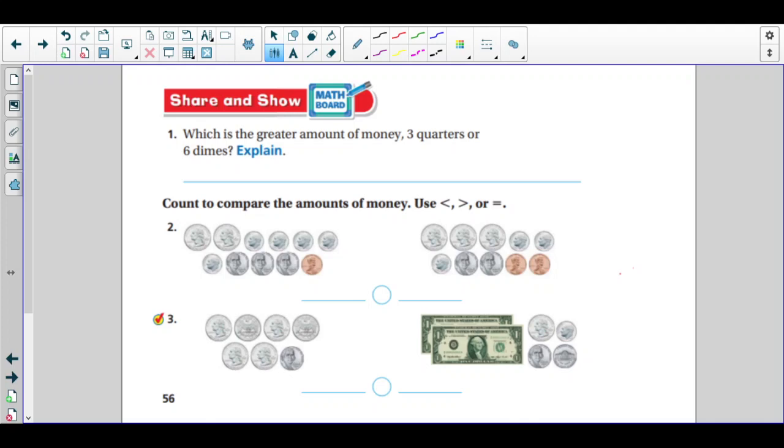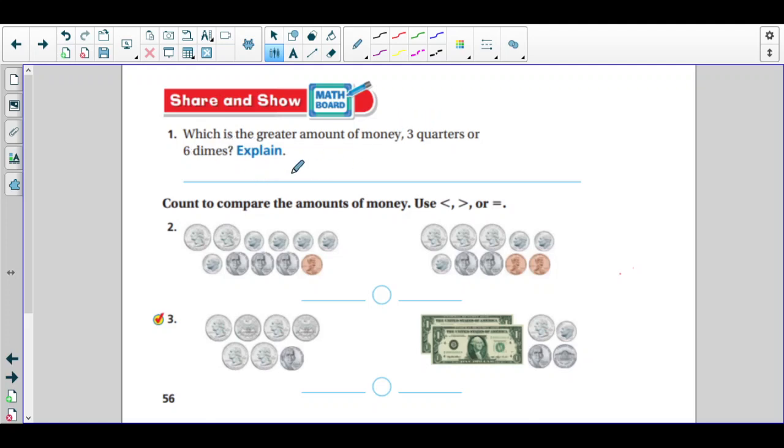Okay, here for number one. I love trick questions right off the bat here, and this one's trying to trick you. What's the greater amount of money, 3 quarters or 6 dimes? And if you look at this immediately, you're like, oh, 6 is greater than 3, so 6 dimes must be greater. However, the quarters have more value than the dimes do.